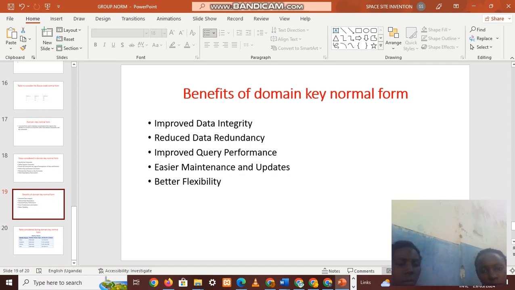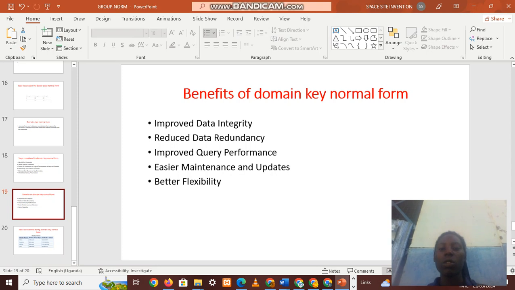And let's see the benefits of domain key normal form. And lastly, we're going to see the table to show the domain key normal form. So will you continue from the benefits of domain key? I'm going to start from benefits of domain key normal form. Improved data integrity, reduced data redundancy, improved query performance, easier maintenance and update. Then lastly, better flexibility.